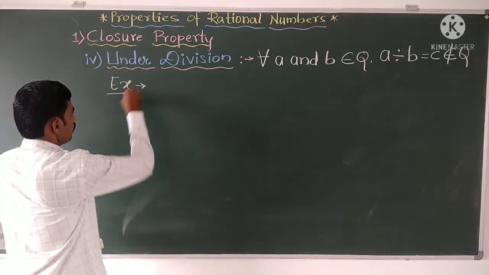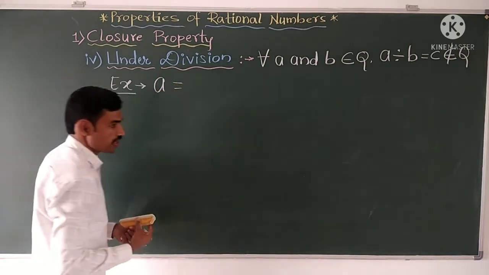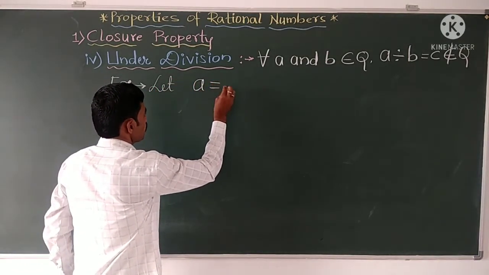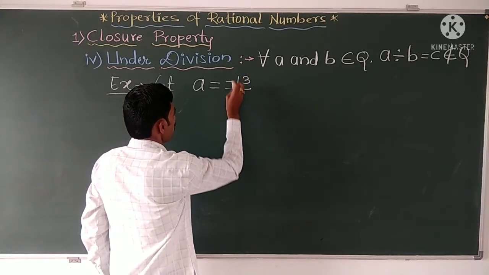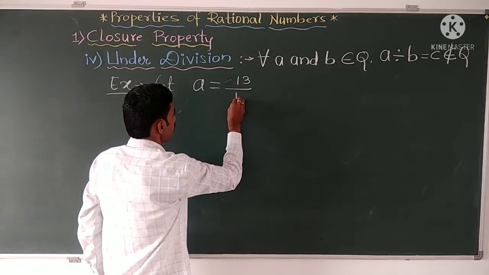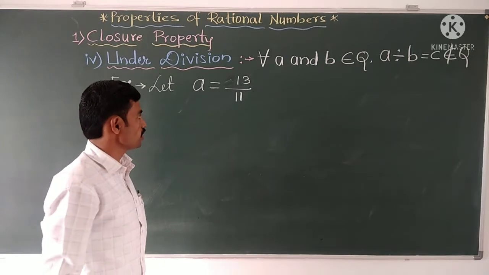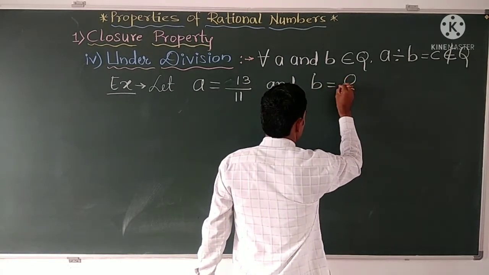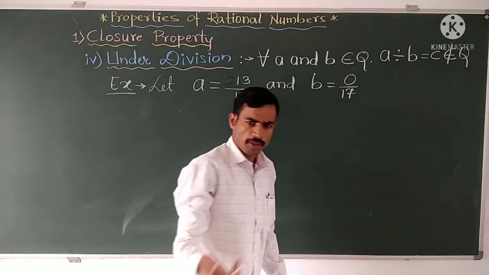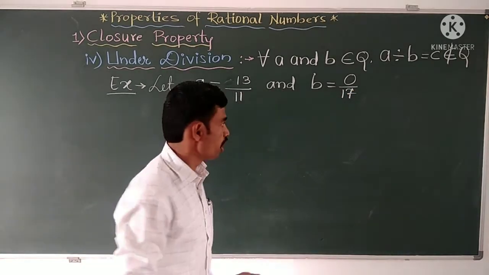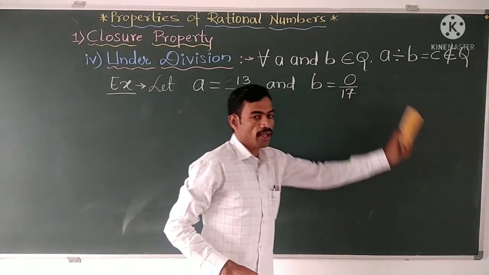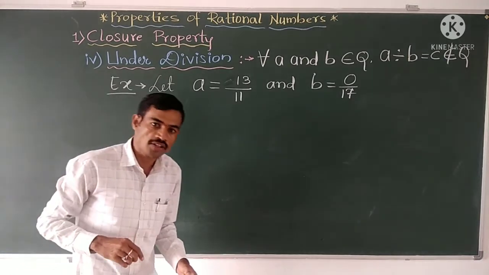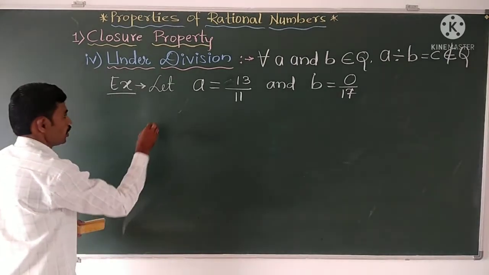So what is that example? Let A be one of the rational numbers. You can take a positive rational number, 13 by 11. And B can be 0 by 17. 0 by 17 means it is 0 only. Clear? Now we have to check whether this is applicable. Whatever division we do, is the quotient we obtain a rational number or not? We need to check. That is, we have to find the division.